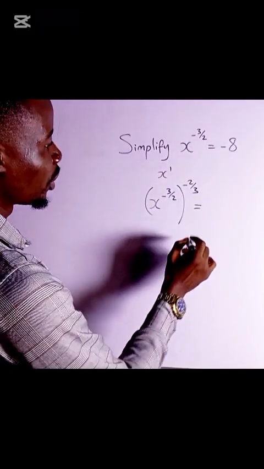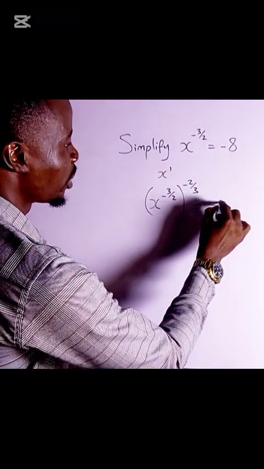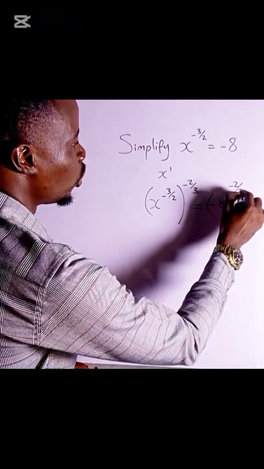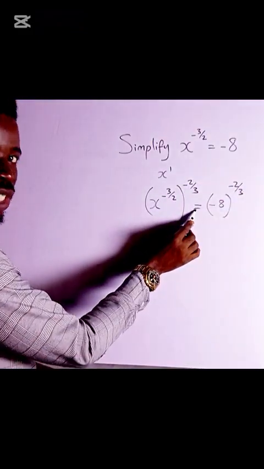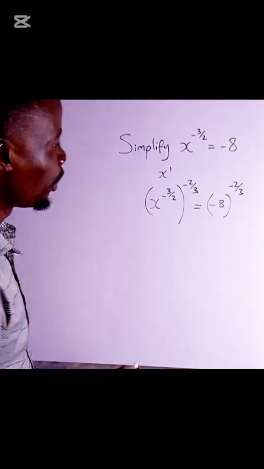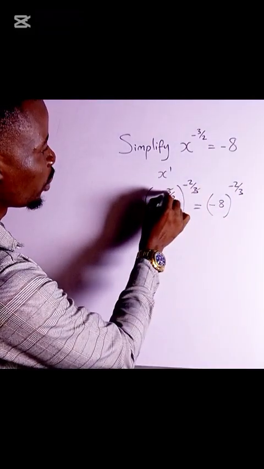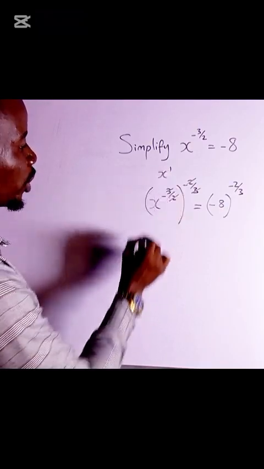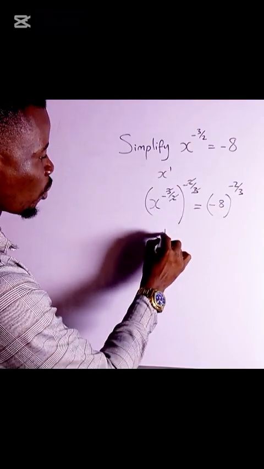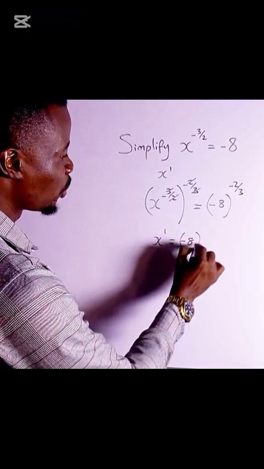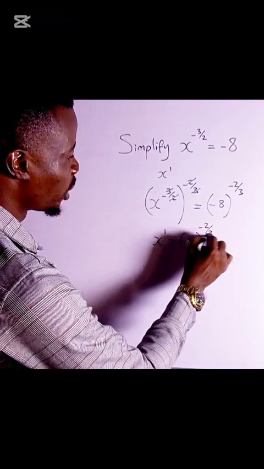I do the same for the other side of the equation, which is minus 8 raised to the power of what? Minus 2 over 3. Because there's an equality sign here, you have to do it for both sides of the equation. So what happens now, you can see 3 and 3 will cancel, 2 and 2 will cancel. Minus minus is plus. So my x to the power of 1 is equal to what? Minus 8 raised to power minus 2 over 3.